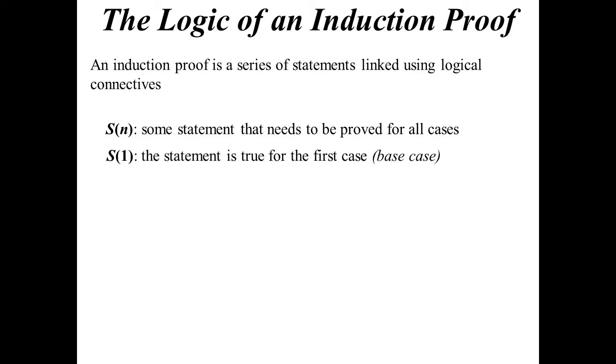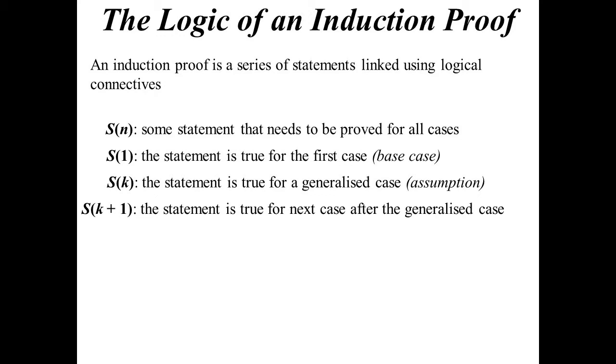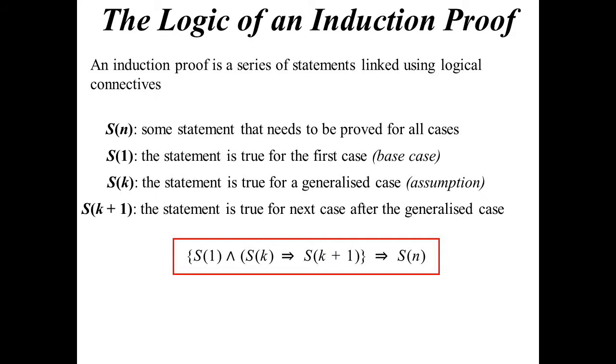S1 then is the first case. Sometimes you'll see it called the base case. Sk is when we generalize what it is we're trying to prove. So it's our assumption that we're going to make in our proof. And Sk plus 1 is the next case after the generalized one. That is the formal logic behind why induction works right there.